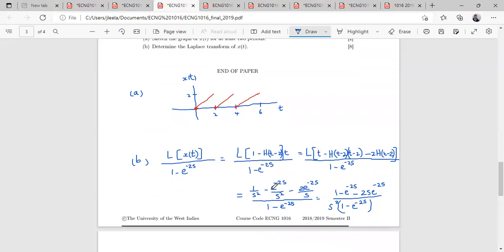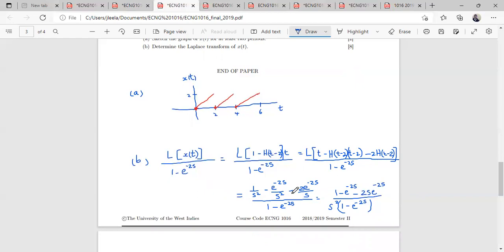So if you take the Laplace of t, you get 1 over s squared. The Laplace of H(t minus 2)(t minus 2) is minus e to the minus 2s over s squared. And then the Laplace of 2H(t minus 2) is 2e to the minus 2s over s, all divided by 1 minus e to the minus 2s.